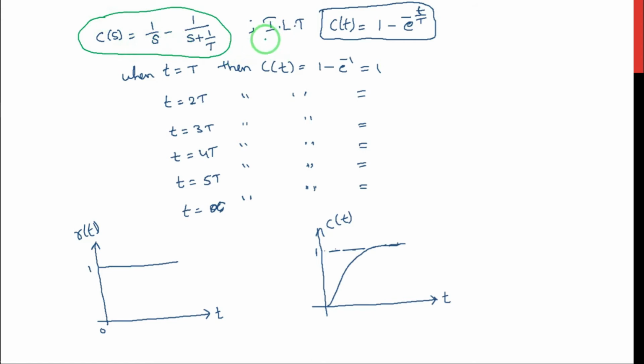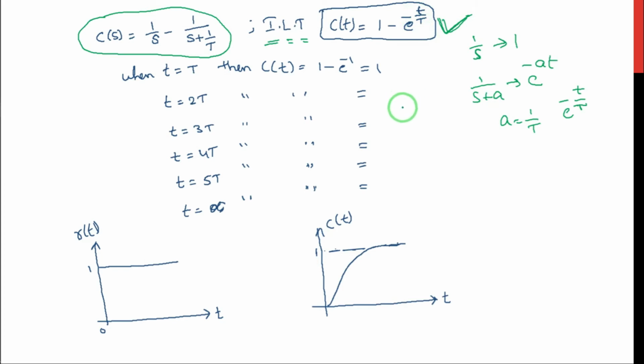Now you can freely apply the inverse Laplace transformation. Then what is the inverse Laplace transformation of 1 by S? 1 by S is the S domain. Now we have to convert it into time domain. Then in time domain, that is 1. And 1 by S plus A converted into time domain will be e power minus AT. When we compare this with our equation, A is equal to 1 by T, so e power minus T by capital T is the answer. So finally the output response in time domain is 1 minus e power minus T by capital T, right?